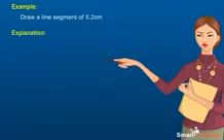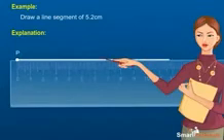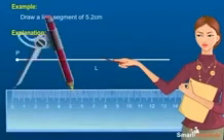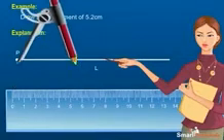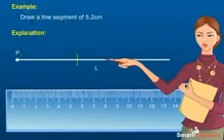Step 1. Mark any point P on the plane. Step 2. From P, draw a straight line L of any length using a ruler. Step 3. Place the pointer on the 0 mark of the ruler and open the pencil end of the compasses to 5.2 cm. Step 4. Without changing the opening of the compasses, place the pointer on P and mark an arc on L. Name that point Q. Thus, PQ is the required line segment.